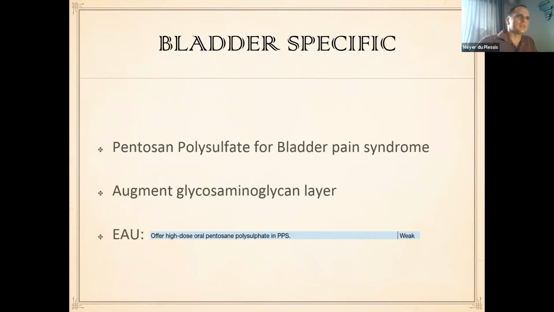Then, if the patient has bladder-specific symptoms, treat the patient bladder-specifically. Something that can be done is PPS, pentosan polysulfate, which is derived from hemicellulose and can augment your glycosaminoglycan layer. This is the protective layer in the bladder. But the EAU only gives a weak recommendation to give this as a high oral dose. But I think it's worth giving it a try in patients that do have bladder-specific symptoms.